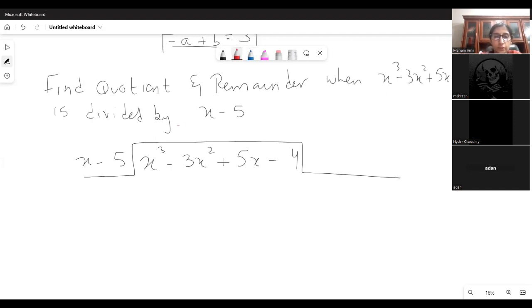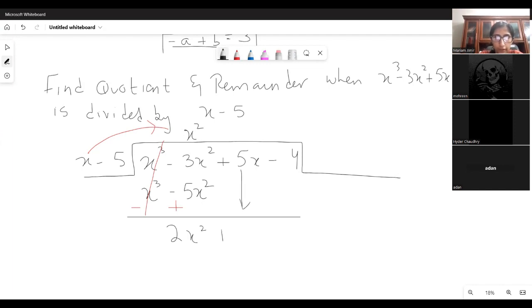Now what should be the first term I write here so that when we multiply x with that, we get x cubed? X square. Yes, x square. That's correct. So x times x square is x cubed and minus 5 times x square is minus 5x square. Minus here, plus here. This gets eliminated. We have 2x square. And then this comes down plus 5x. And this comes down minus 4.